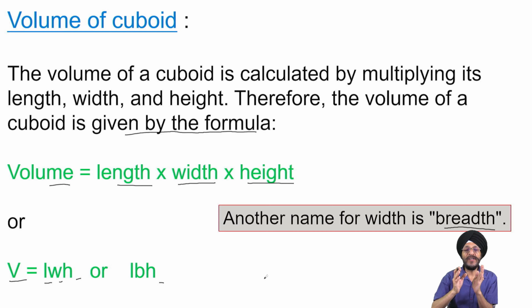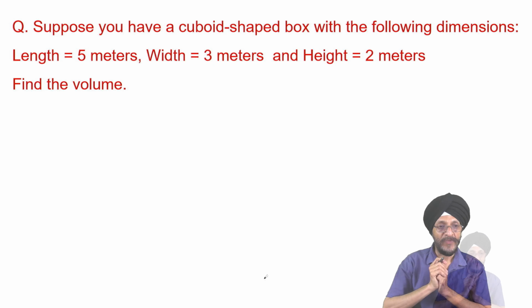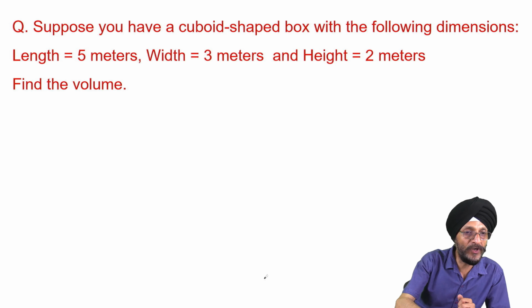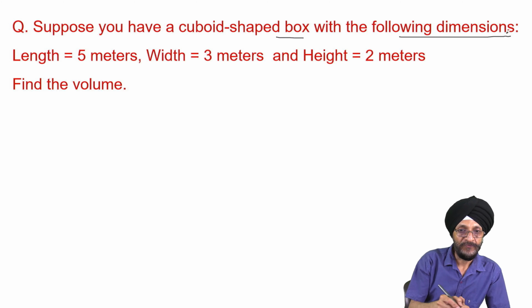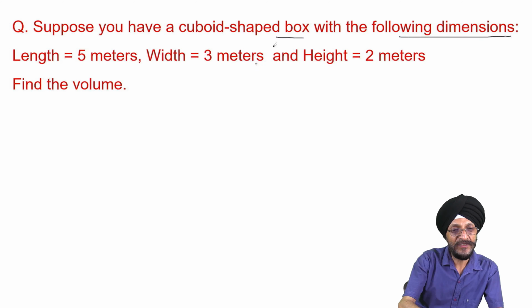Now we will try to solve a question wherein we will have to find out the volume of a cuboid. So this is the question before us. Suppose you have a cuboid shaped box with the following dimensions, in which length is 5 meters, width is 3 meters and the height is 2 meters, and we have to find the volume.